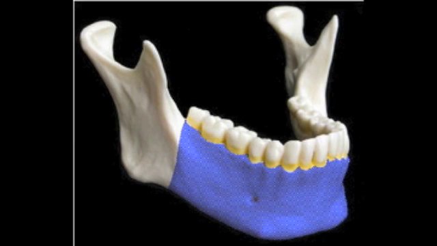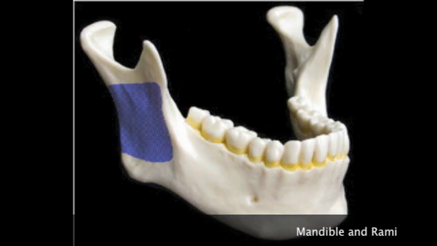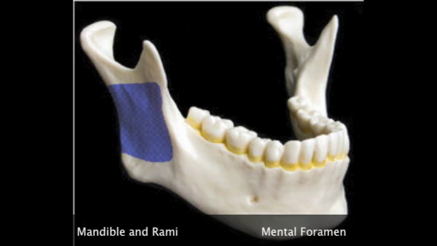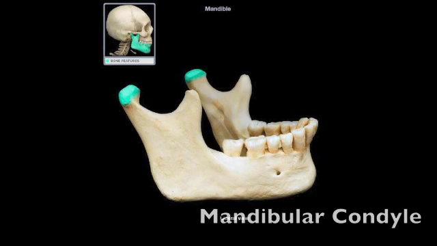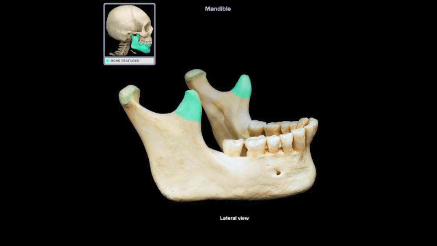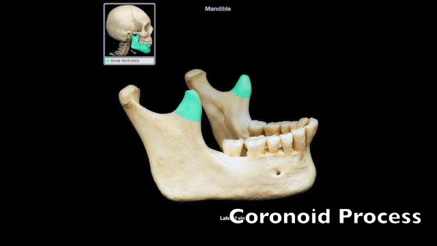The mandible is the lower jawbone that has a U-shaped horizontal body with 2 upright rami. The mental foramen is the hole near the chin on both sides. The mandibular condyle is at the top of the ramus, and it articulates with the temporal bone. And then moving down from the condyle, it slopes into a mandibular notch that raises up into the coronoid process.